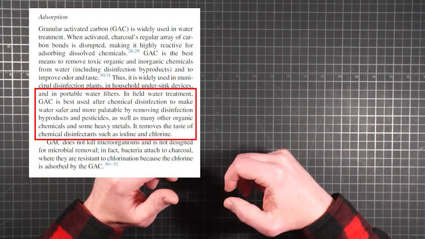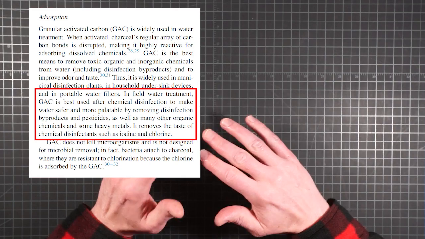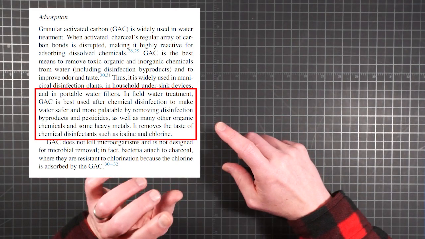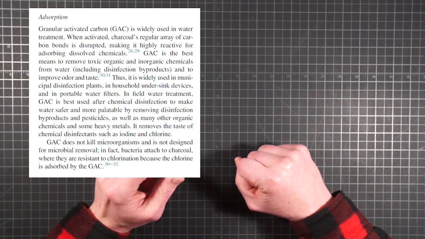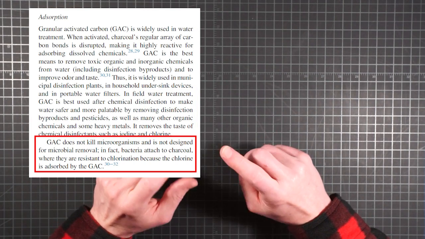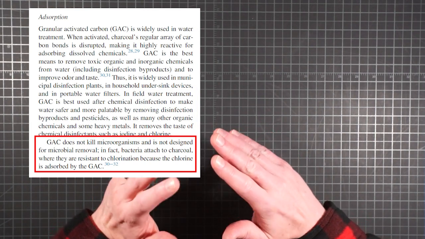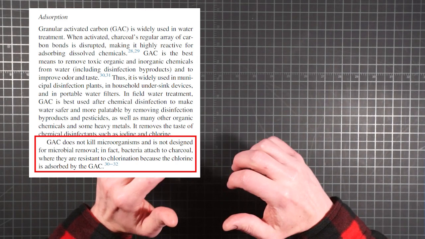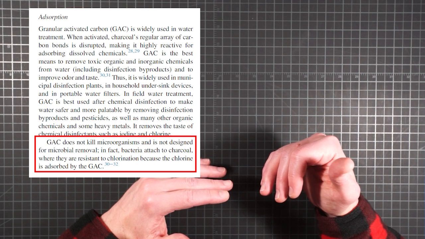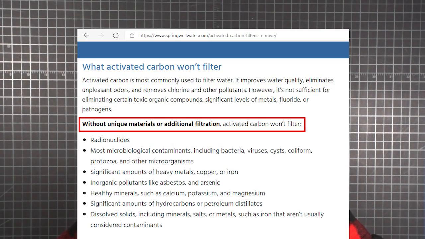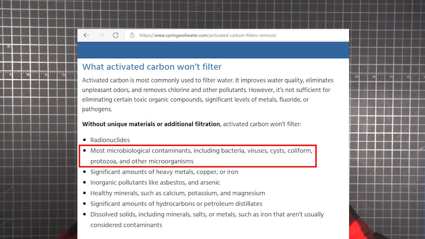If you're disinfecting your water with additives like iodine or chlorine, GAC is your way to remove taste and odor left behind by those chemicals. Still, activated carbon does not kill microorganisms and is not designed for microbial removal. In fact, bacteria can actually be protected by the charcoal because it adsorbs the disinfectants that might otherwise kill them. Without unique materials or additional filtration, activated carbon won't filter most microbiological contaminants, including bacteria, viruses, cysts, coliform, and protozoa.